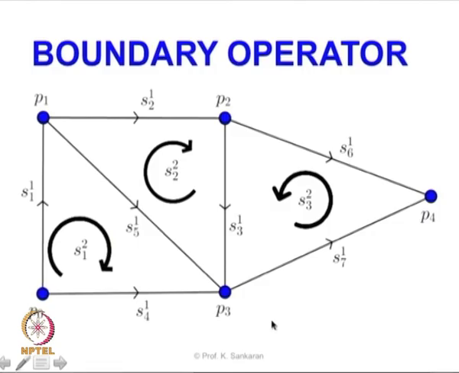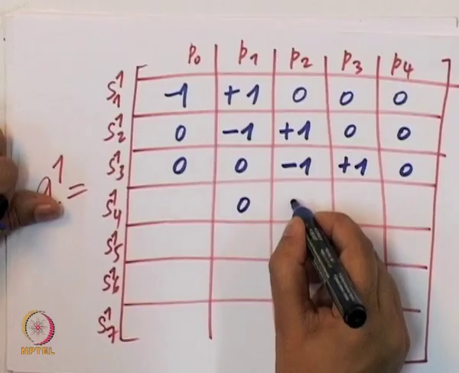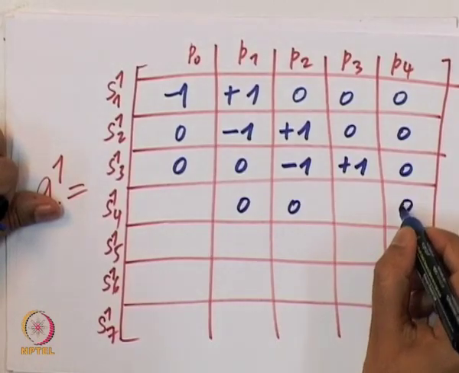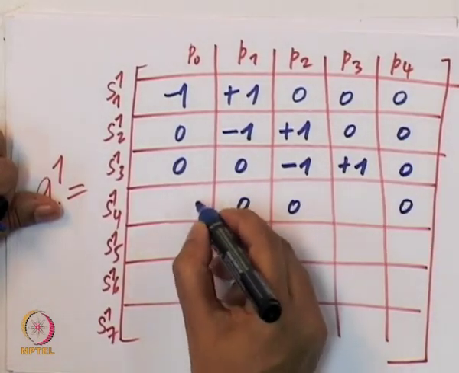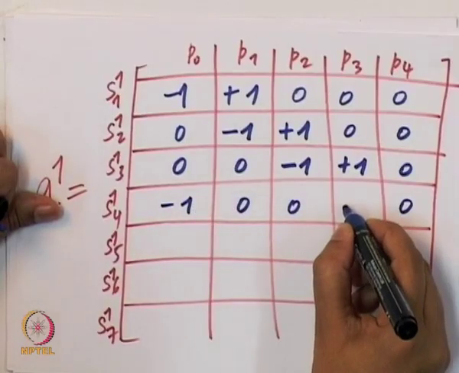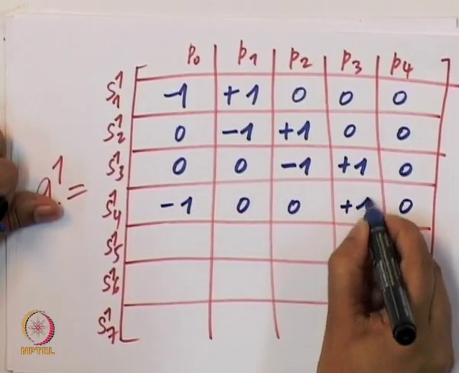Similarly for P4, for the fourth line, what we see is only points P0 and P3. The rest of the things I can put 0, 0, 0, 0. It is going away from P0, so it is -1. It is going into P3, so it is +1.